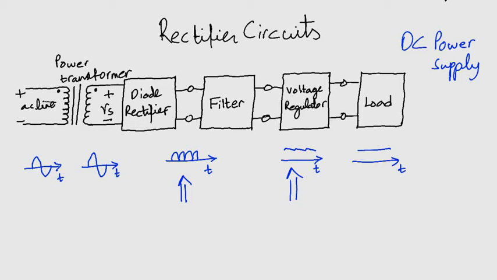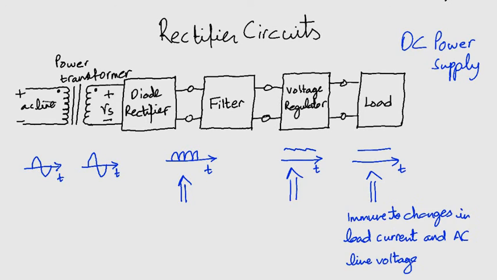To eliminate them too, we employ a voltage regulator to give a constant output immune to changes in load current and variations in AC line voltage. This can be implemented using a Zener shunt regulator, as we saw in previous lesson, or more commonly via an integrated circuit IC regulator. We will study ICs in later courses.